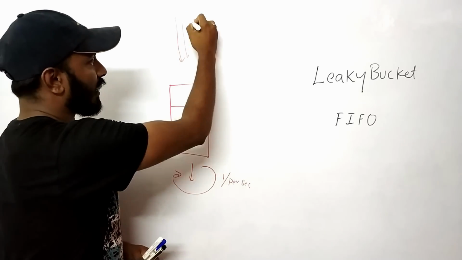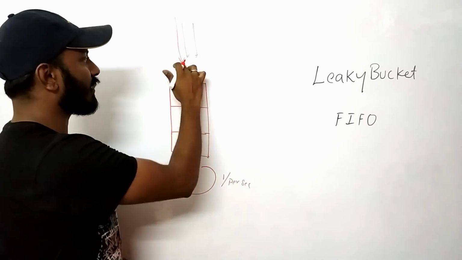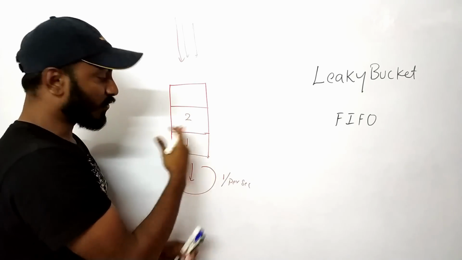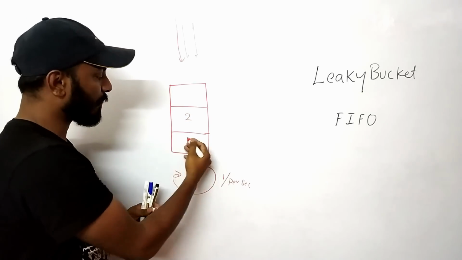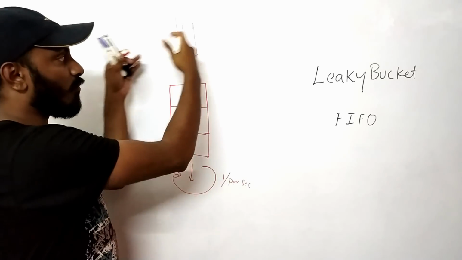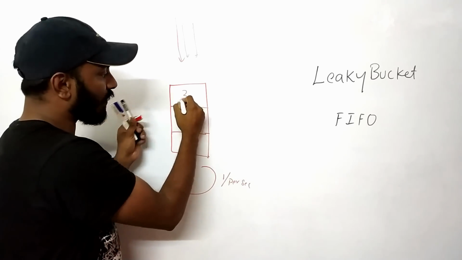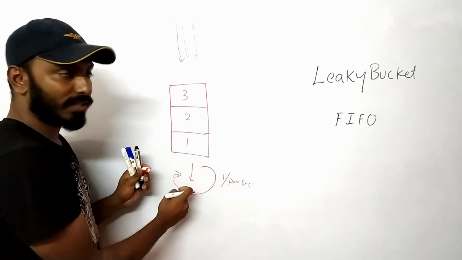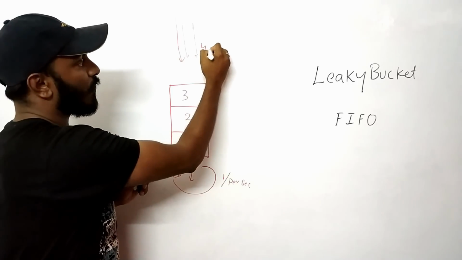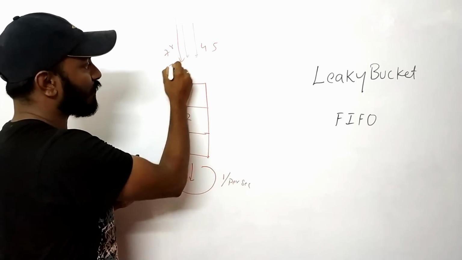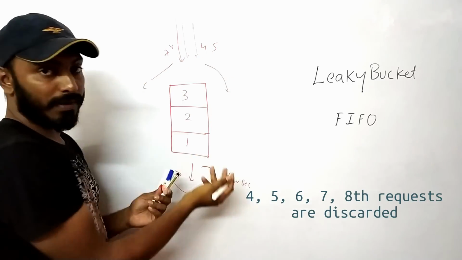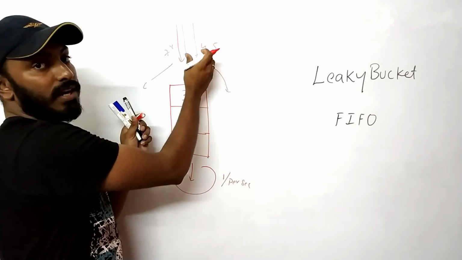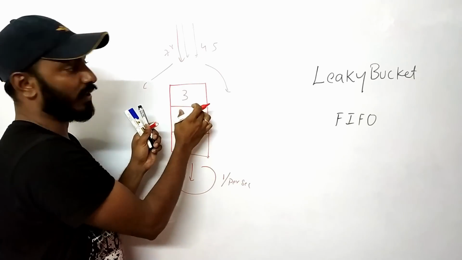When the requests are coming in, if the queue is empty, the very first request will come and sit here, and then the second request. Meanwhile, the request processor will be processing this request. If there are more requests coming in, the bucket will fill immediately, before we even process it. And the extra requests, like the fourth and fifth request, seventh and eighth request, will just overflow from the bucket. We can't even accommodate space for those requests over here.